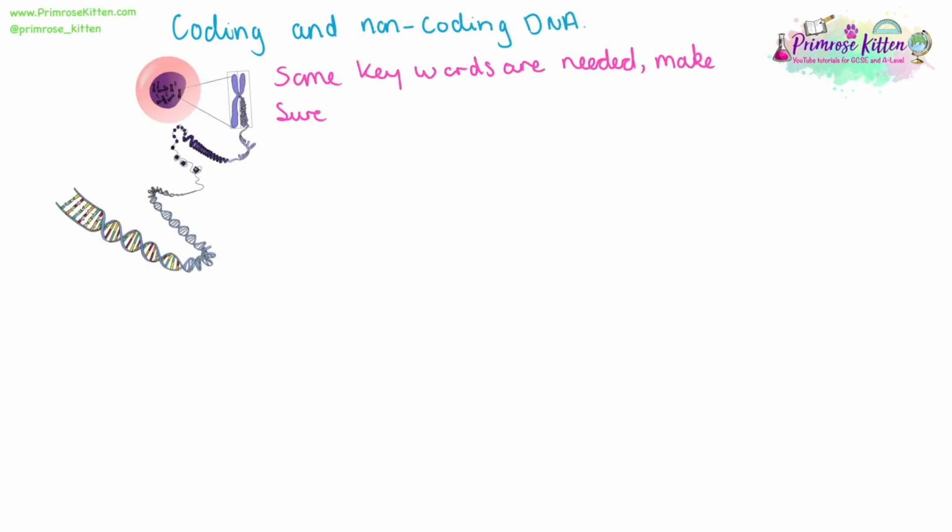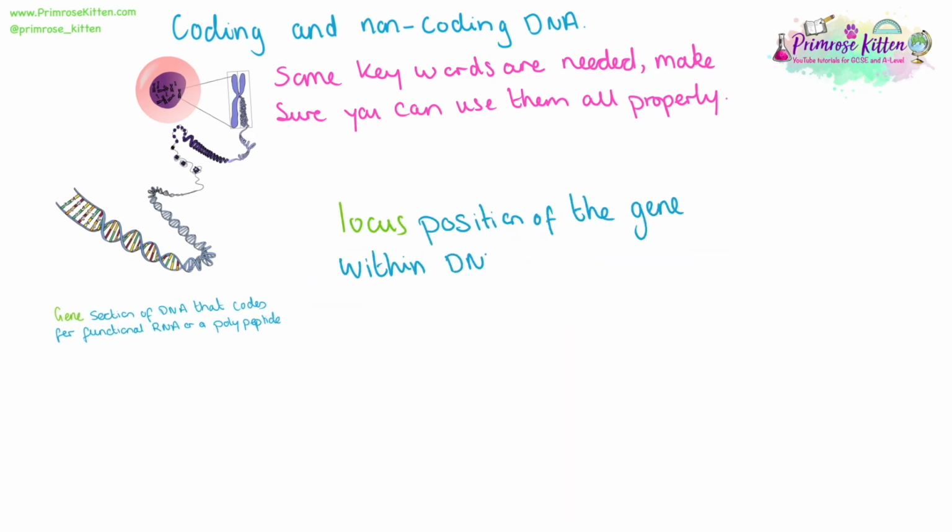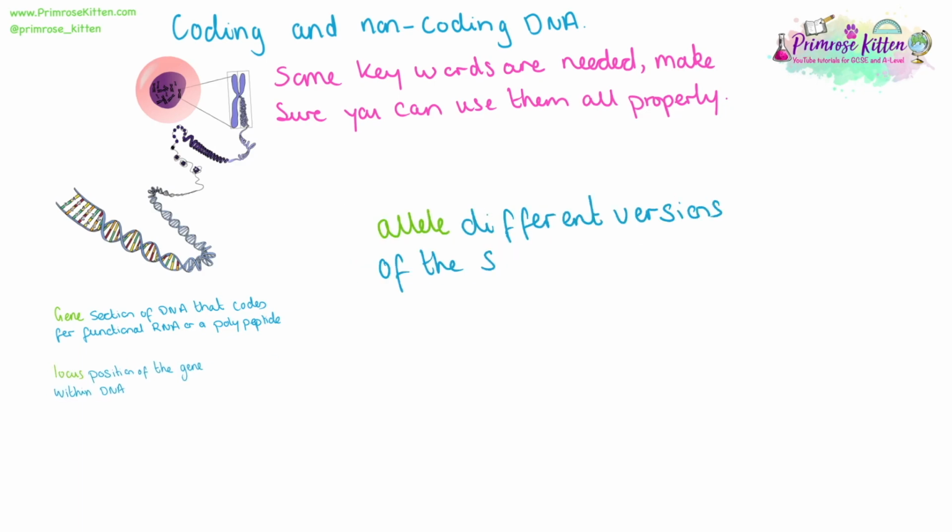Within DNA, we have coding and non-coding DNA. This slide is going to be basically a summary of the keywords that are needed. Please make sure you can use them all properly to show the examiner you really know what you're talking about. A gene is a section of DNA that codes for a polypeptide chain, or functional RNA. The locus is that position of the gene within the DNA. An allele is different versions of the same gene.